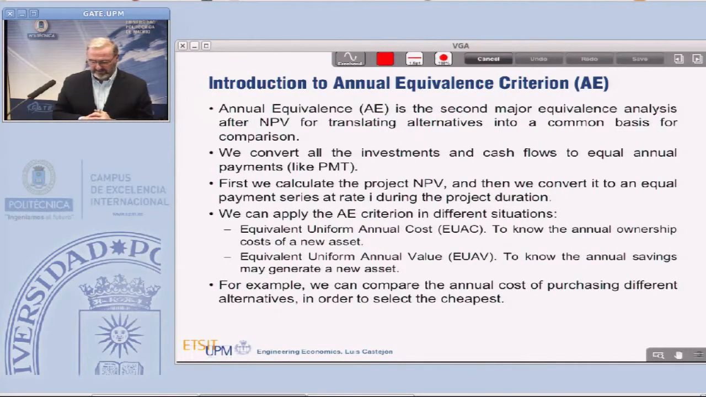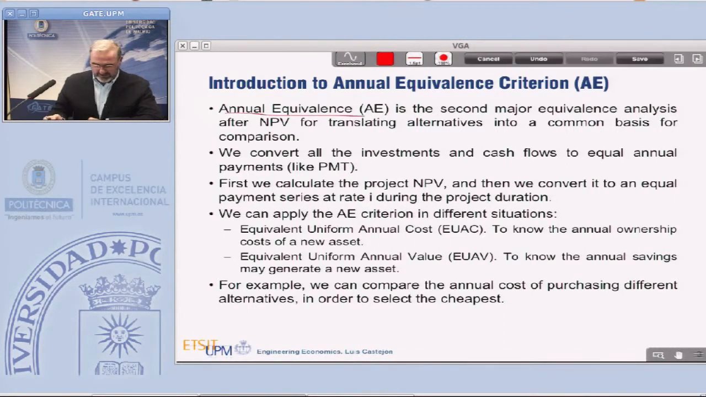The annual equivalence criterion. This is the concept we are going to learn and to use. What does it mean? Annual, we are going to estimate an annual calculation. Equivalent, in that sense, is annual equivalence. And also, it's a criterion, so we can use that calculation for selecting among alternatives.